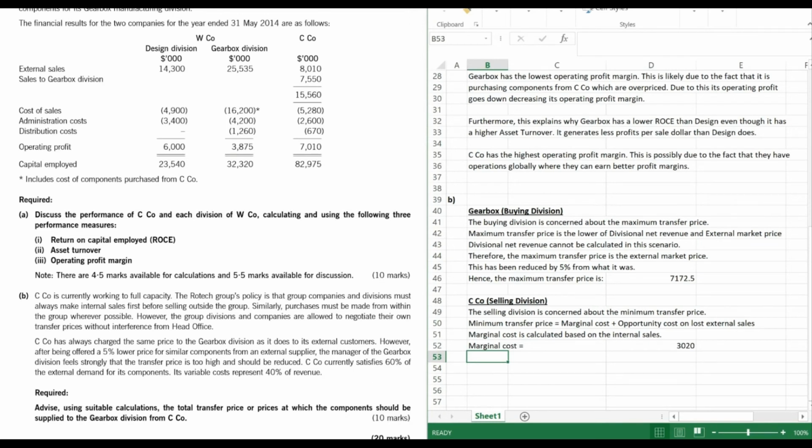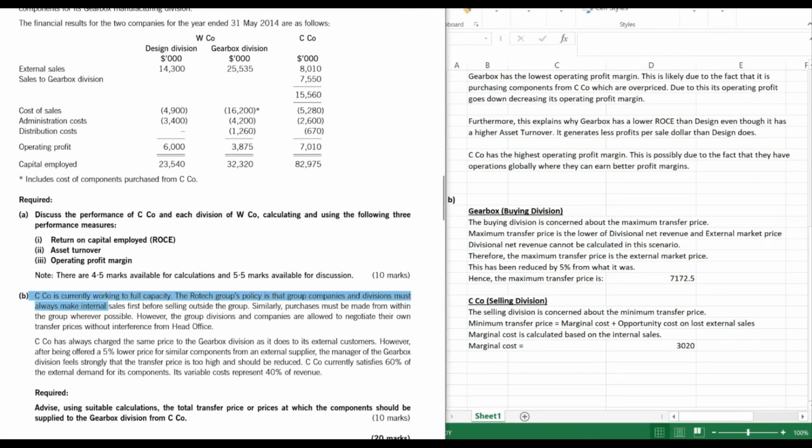Is there going to be an opportunity cost? Yes. Why? Because CECO is working at full capacity. They're forced to sell first to internal divisions before selling outside, and most importantly, they're only satisfying 60% of the external demand. So they're not satisfying 100%. They're giving up on some of the external demand, 40% to be specific.